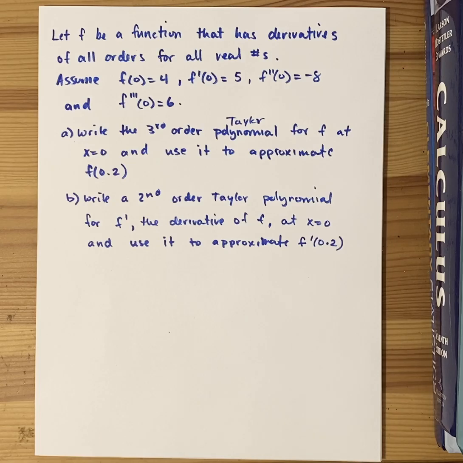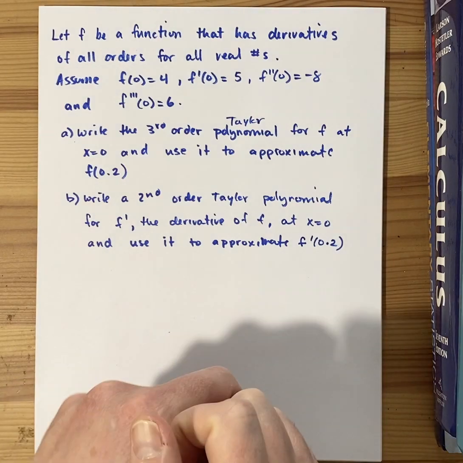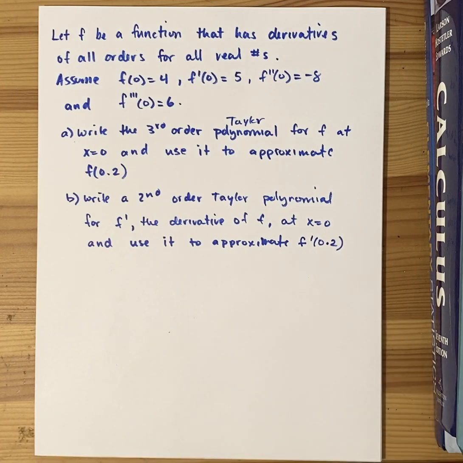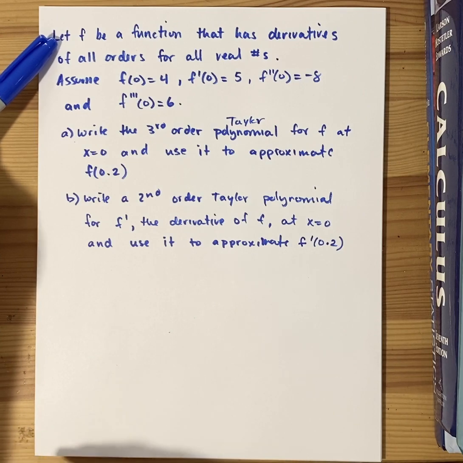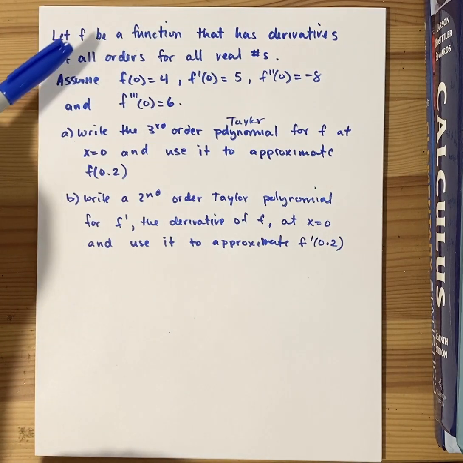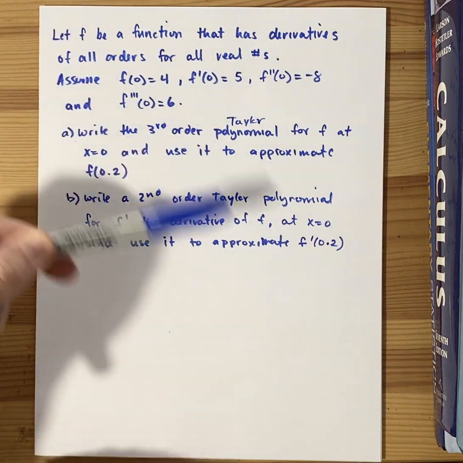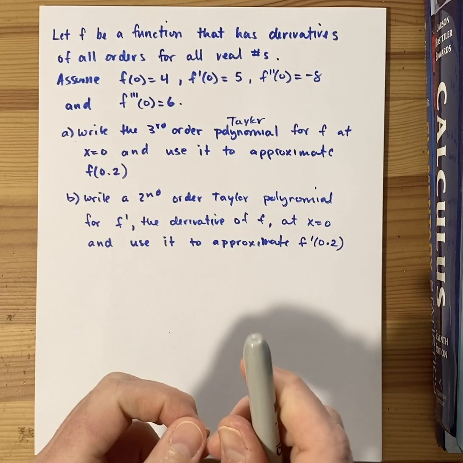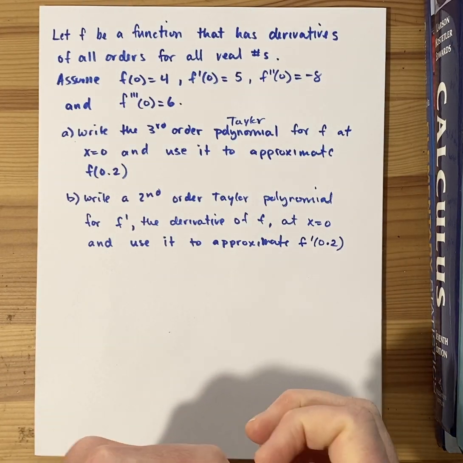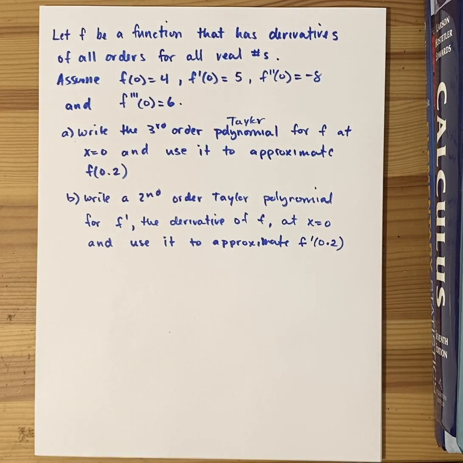Guys, I have another example here for you, and now we're looking at something that the AP test might do to you. They're giving you a function that has a derivative for all real numbers, and then they give you values like f of 0 to be 4, f prime of 0 to be 5, f double prime of 0 to be -8, and f triple prime, or the third derivative, at 0 to be 6. They want you to do two things.